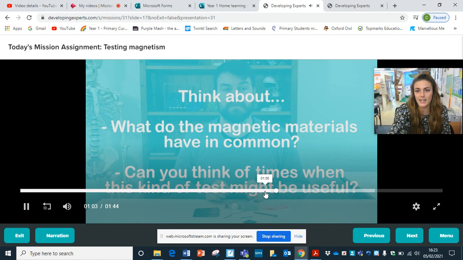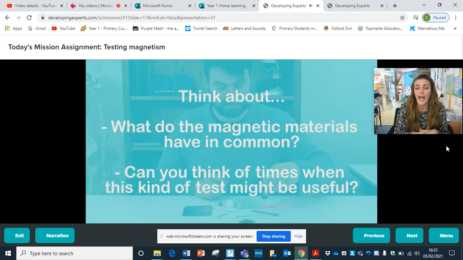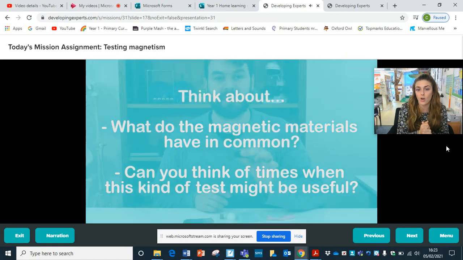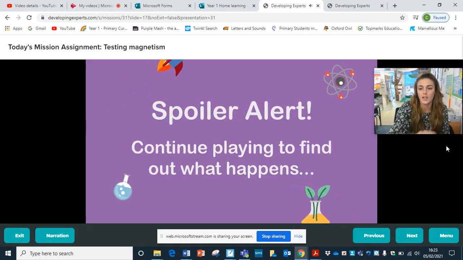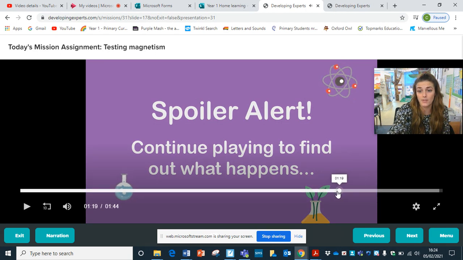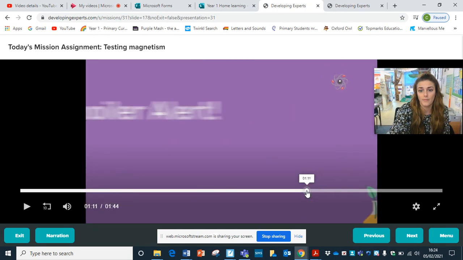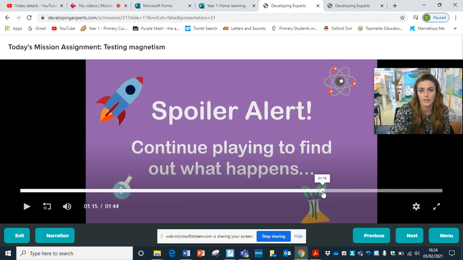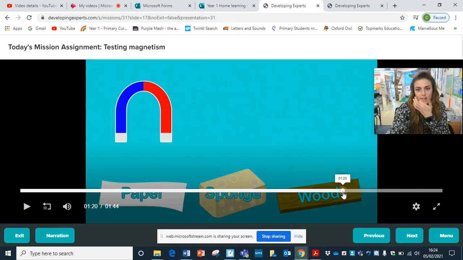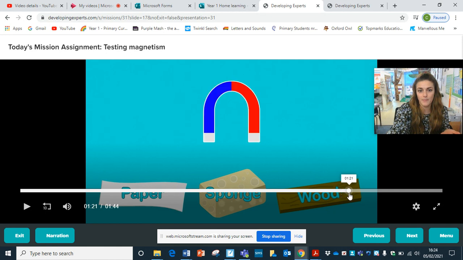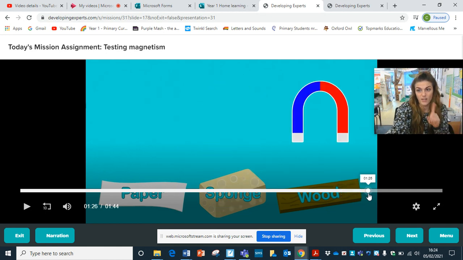So I'm going to skip through. You're going to tap the objects to see if they're magnetic. So, what do magnetic materials have? Can you think of times when this might be useful? There are a few key questions to support you there. And then continue to see what happens. Pause here to do the experiment, and then as we move on, here we've got some paper, sponge and wood, and it shows you there they shouldn't work, so you can test and double check that.